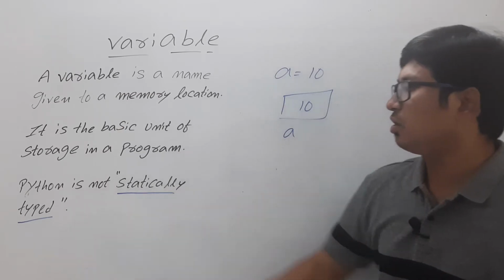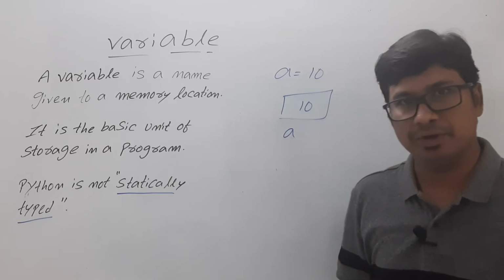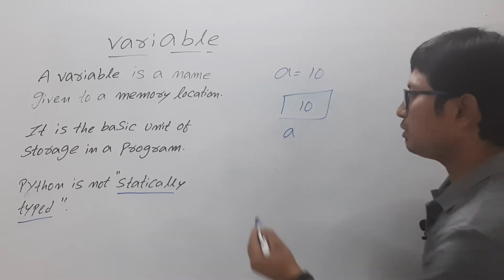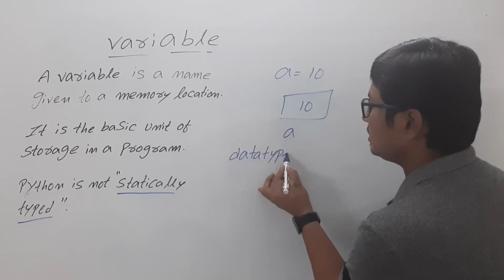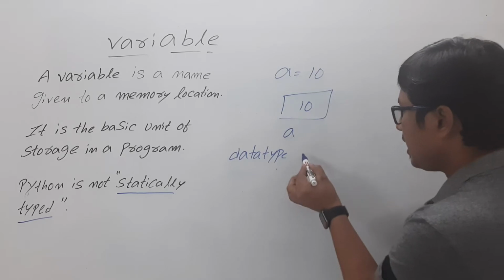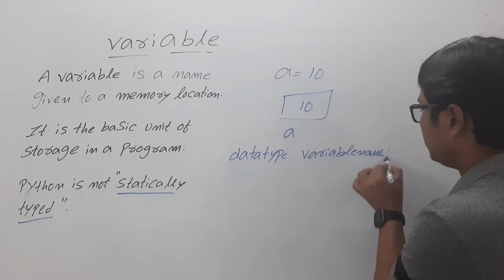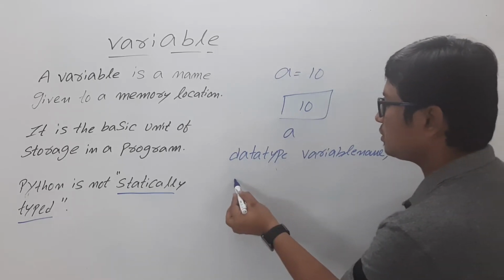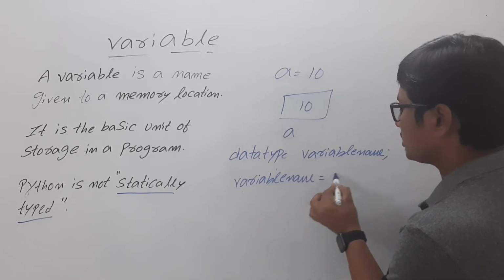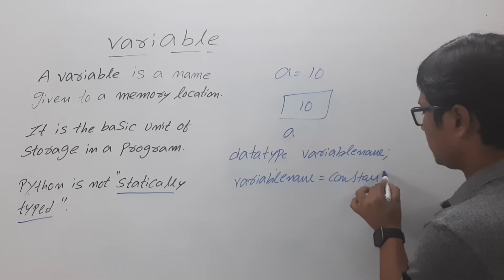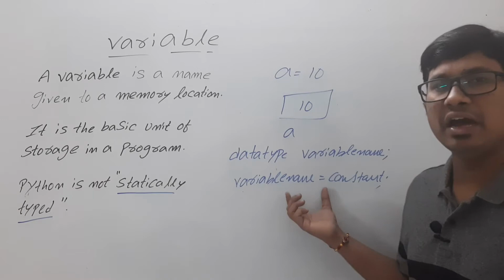Now Python is not statically typed. Meaning that if you look at a C program, for every variable we need to give the data type. So the syntax of declaring a variable is that you need to specify the data type and then you have to specify the variable name. Then you can assign the value to that variable: variable name is equal to some constant. Okay, so this is the way you have to declare and assign some value to the variable.